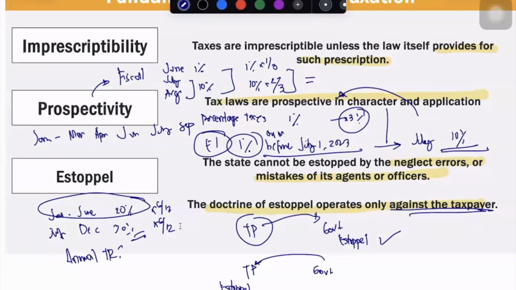In short, can the taxpayer prohibit the collection of taxes by the government by virtue of the errors or mistakes of its agents or officers? No. Why? It cannot operate against the government. Hindi pwedeng gamitin ni taxpayer against kay government. Pwede lang if ever sasabihin ni government kay taxpayer yun. Tandaan nyo yan, ha? You cannot estop the government. Only the government can use the doctrine of estoppel.